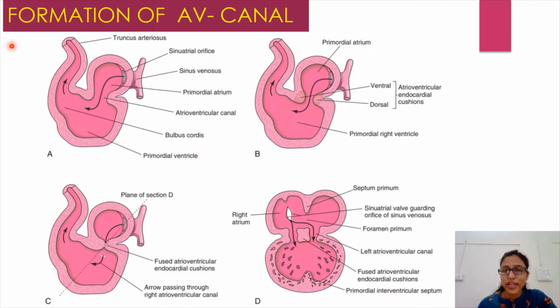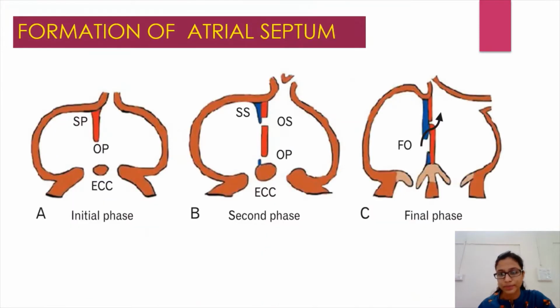Let's see the formation of the atrioventricular canal. This is the primitive ventricle, this is the primitive atrium, and on the ventral and the dorsal wall of this ventricle, there are certain swellings called endocardial cushions. These endocardial cushions approximate each other and fuse in the middle. That area is known as the septum intermedium. Now, if you take a section on this plane, you will see the formation of the right and the left atrioventricular canal.